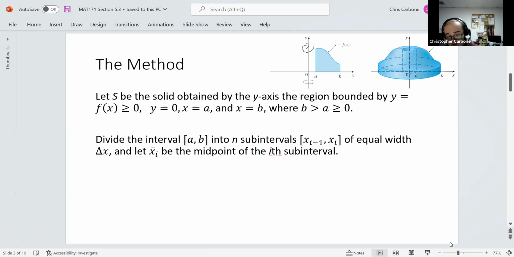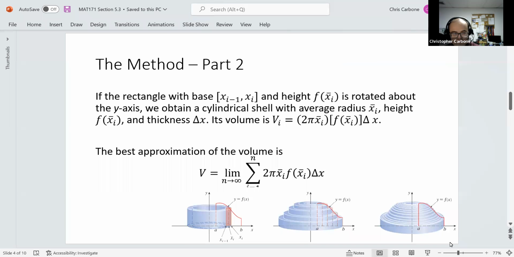We divide our closed interval from a to b into n subintervals, x sub i minus 1 to x sub i, of equal width delta x, and let x sub i bar be the midpoint of the ith subinterval. If the rectangle with base x sub i minus 1 to x sub i and height f of x sub i bar is rotated about the y-axis, we obtain a cylindrical shell with average radius x sub i bar, height f of x sub i bar, and thickness delta x.